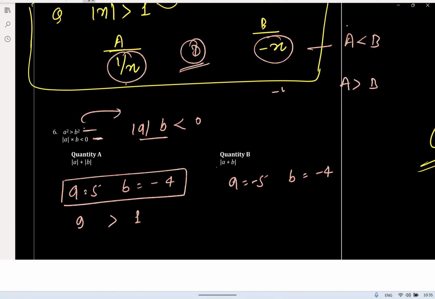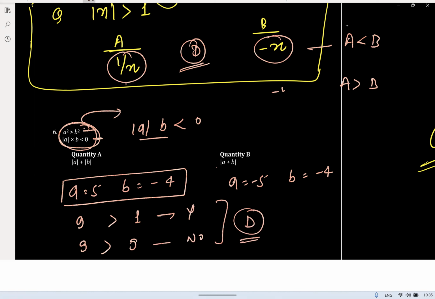Check. Are both conditions satisfied? Yes or no? The first is satisfied, the second doesn't satisfy, right? Mod 5 is 5, and 5 into minus 4 is less than 0. Right, so both conditions suffice. Now you put it over here: 9 greater than minus 5 minus 4, that is minus 9. This is a no situation. It's all about how carefully you think about the number selection. Nothing else matters at all.